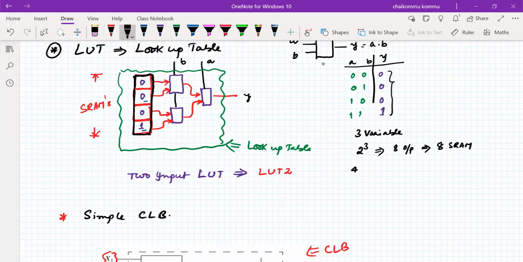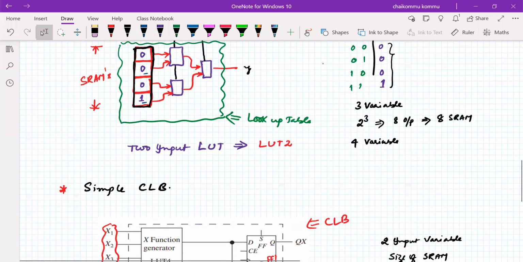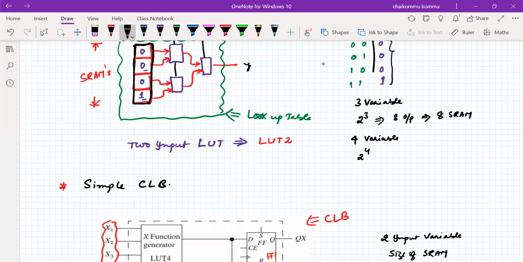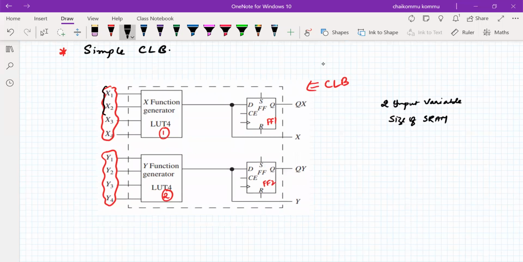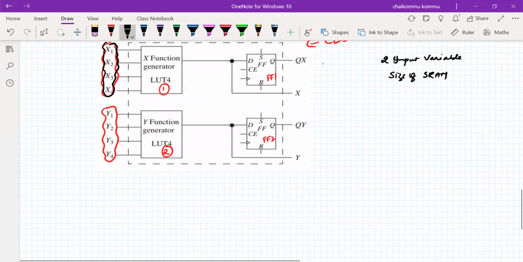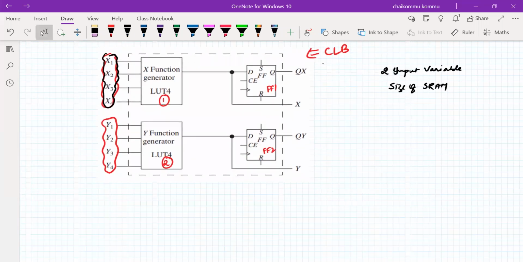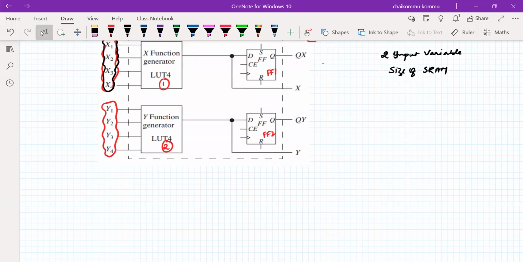So similarly, if I have 4 variables, what is the size? 16 outputs will be there, and we can say that 16 SRAM cells are required. Therefore, if I have a 4 variable function here, 16 SRAM cells are required.